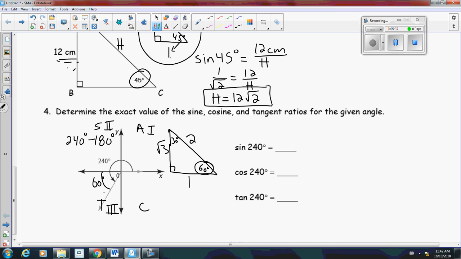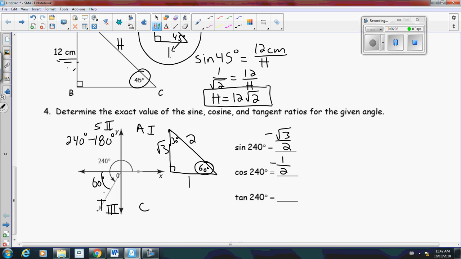So the sine of 60 is opposite over hypotenuse, so root 3 over 2. Since we are in quadrant 3 with angle 240, only tangent is positive there, so it's going to get a negative sign. The cos of 240, I use the adjacent over the hypotenuse, so it gives me 1 over 2, or 1/2. And again, we're in quadrant 3 where cosine is negative.